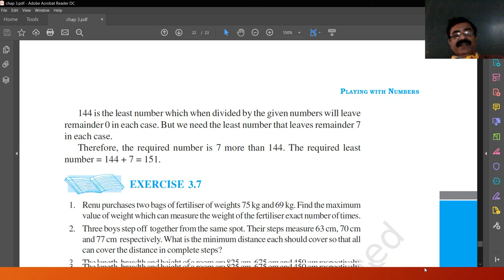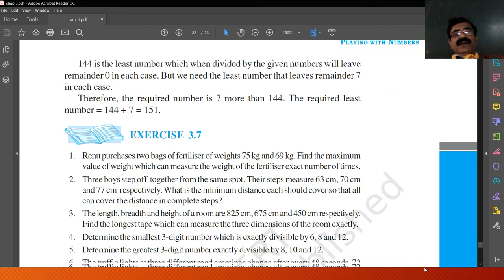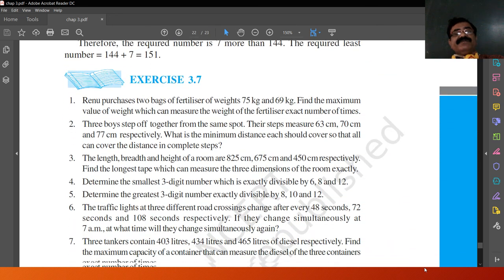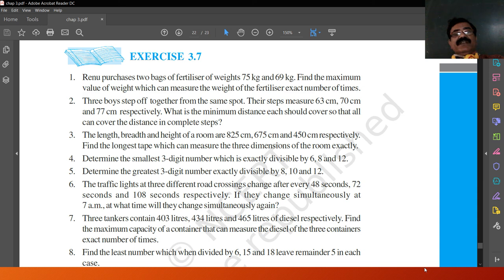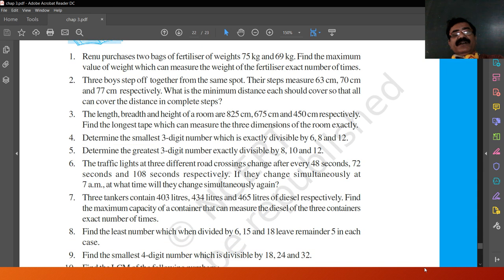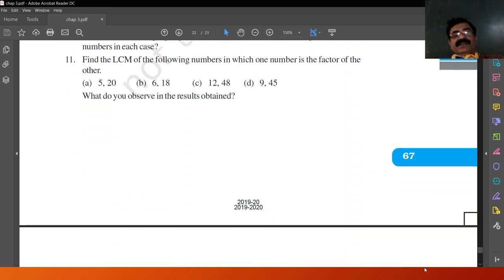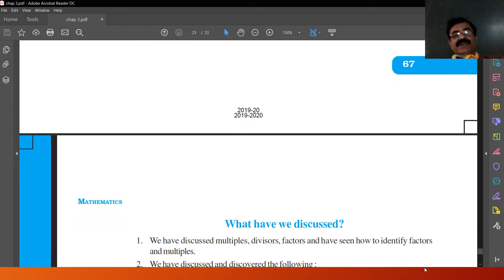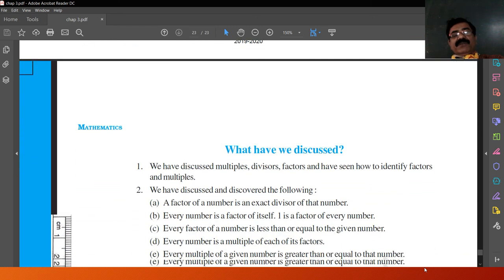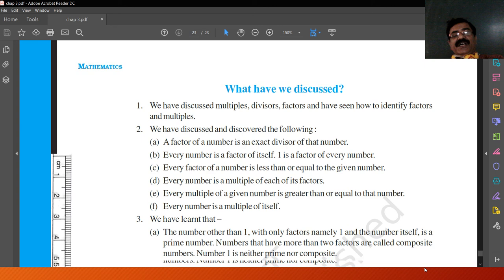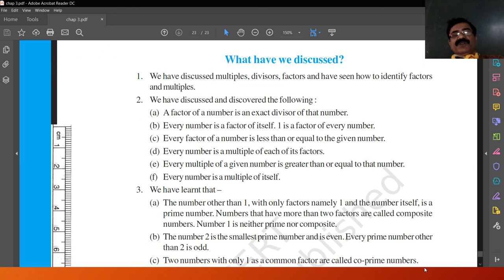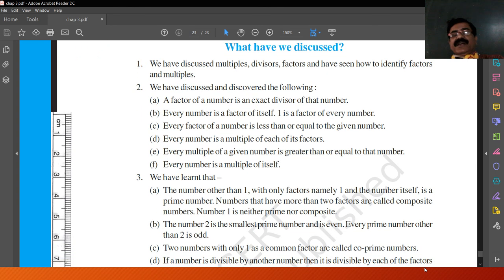Either you have to find the LCM or the HCF, and by solving exercise 3.7, I think you may feel some problem. If you feel any kind of problem, you discuss with me. I will solve all your doubts, problems and difficulties. I remain in the classes. So students, let us start to solve the questions.